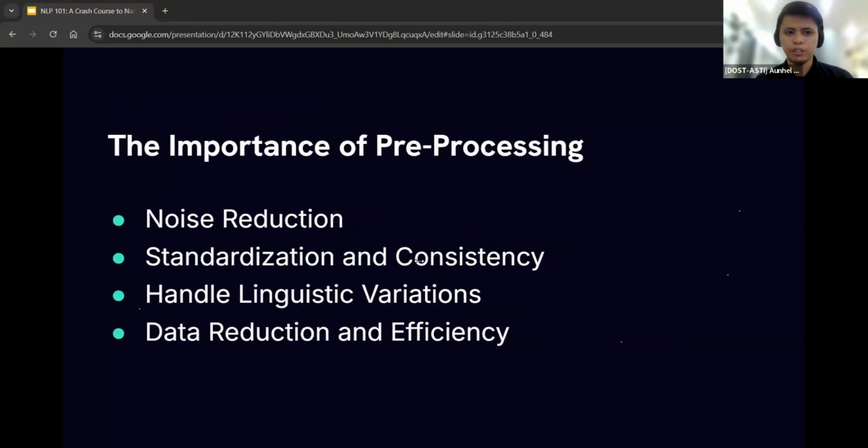Okay, so why do we need to do pre-processing? Why can't we just go from, let's say, raw text directly into feature engineering, then modeling? Basically, it's to reduce what we call noise or distortion in text. Then, of course, to standardize the consistency of every input. We also do pre-processing to handle the earlier discussed linguistic variations, and to reduce the size of the data and improve efficiency without losing the entire context of our initial data.